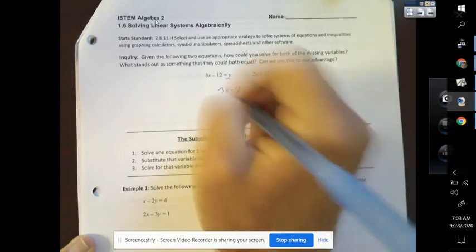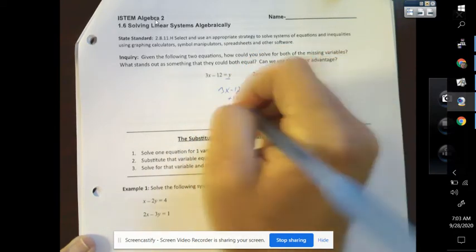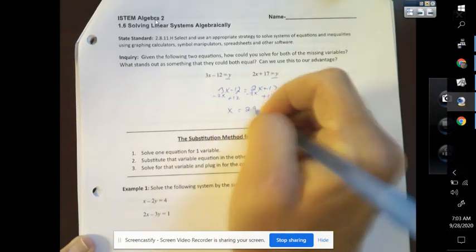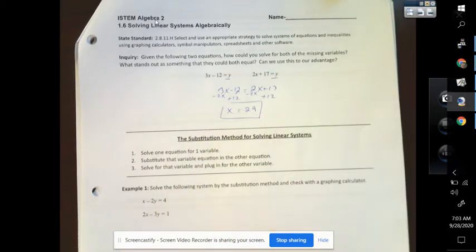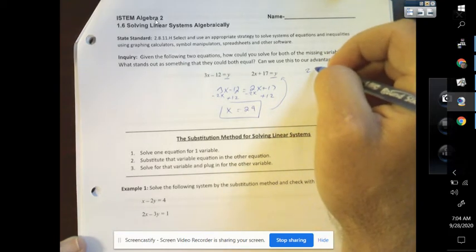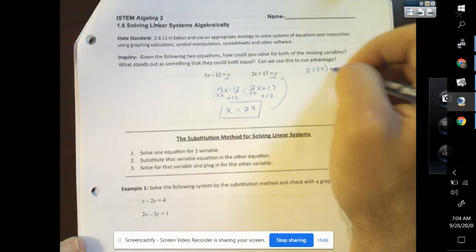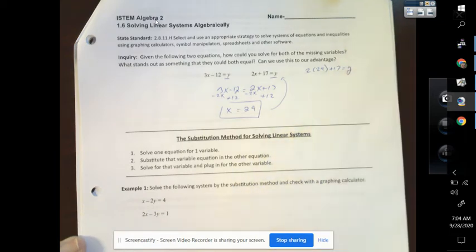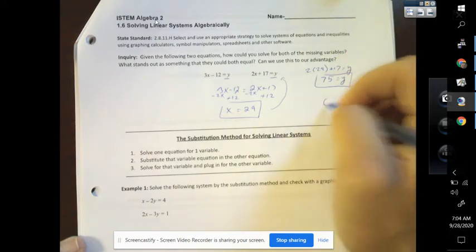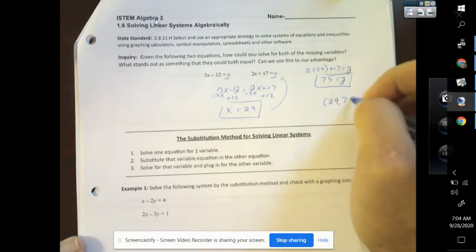Now we can go ahead and solve this. Plus 12, subtract 2x, x equals 29. Cool. Now, if we wanted to solve for y, we could take this and plug it back into either equation. I'm going to go over here because why not? So 2 times 29 plus 17 equals y. 2 times 29 plus 17, 75. So our final answer could be 29 comma 75.